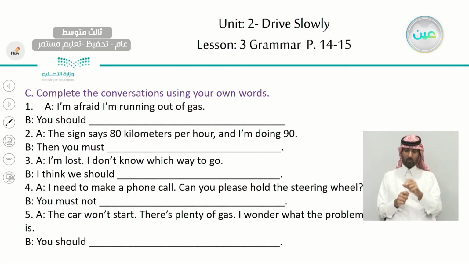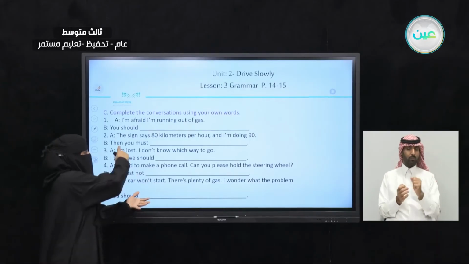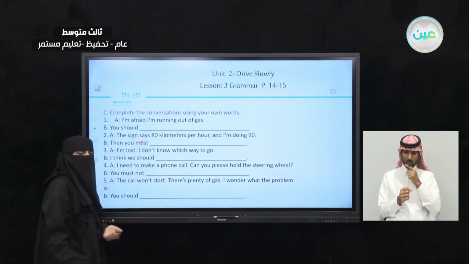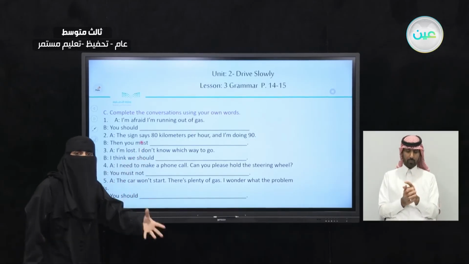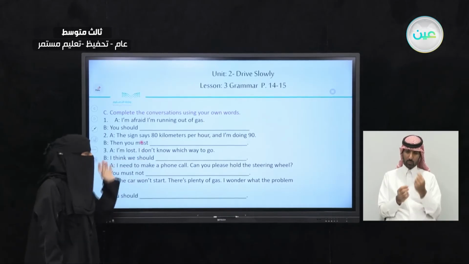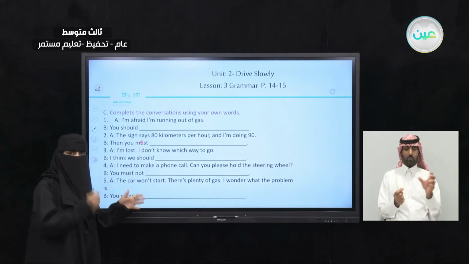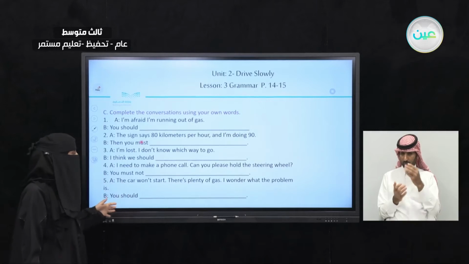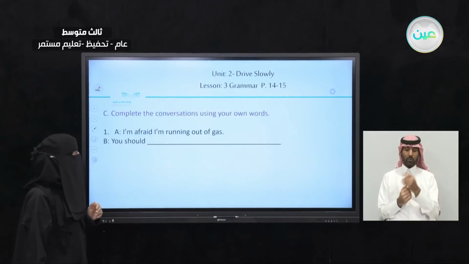Complete the statement. Number 2, the sign says 80 kilometers per hour and I'm doing 90. Then you must follow the speed limit. Right? Give him an example. Give him advice. You must tell him the rule. Here we're using must. You must slow down, for example. Complete the statements, read them, try to give advice completing the statements, and then let's see the answers together.